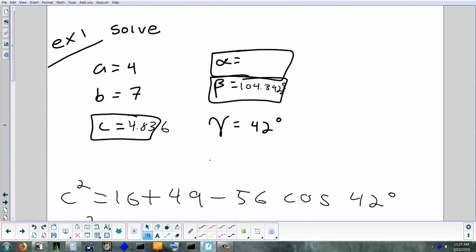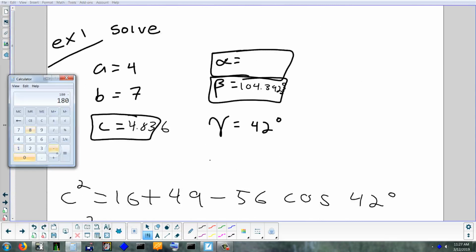Now we've got 2 out of 3 of the angles. How can I get alpha with very little additional work? Yeah? You just add gamma and beta together and subtract. Yeah, just subtract the 2 angles you have from 180. So that leaves alpha at 33.608.